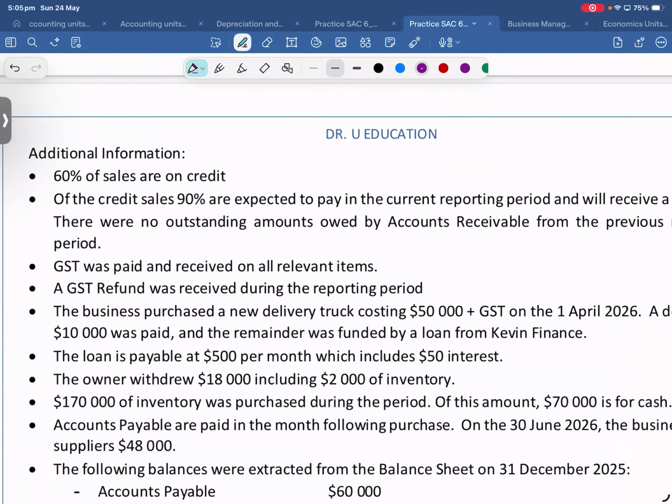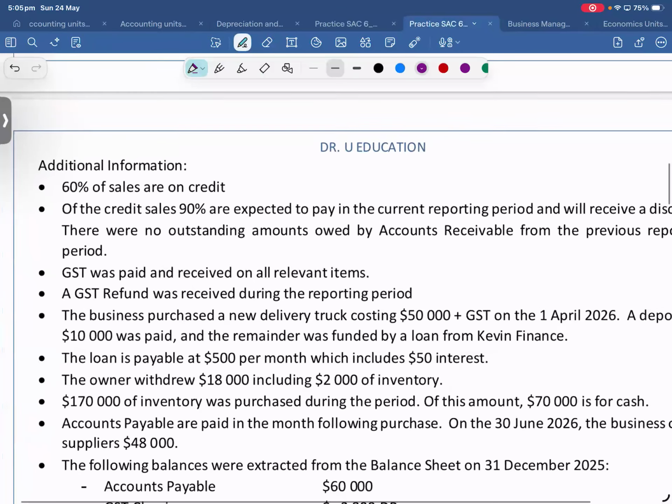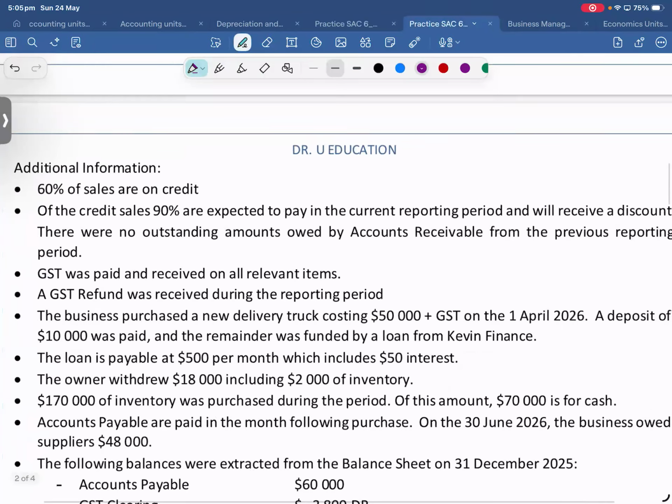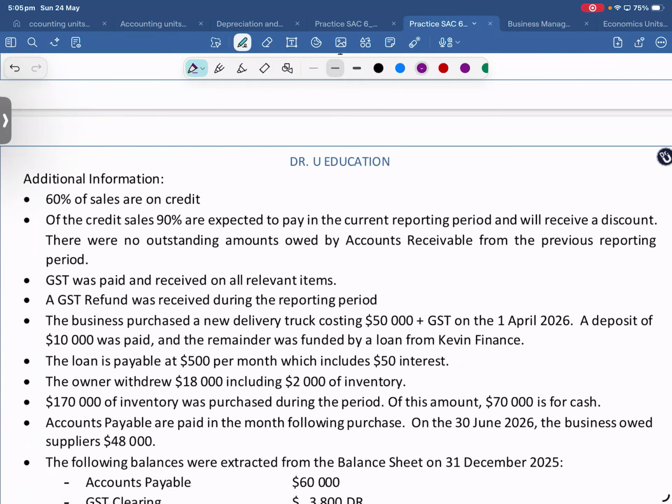Right. Done. So of the credit sales, 90% are expected to pay in the current reporting period and will receive a discount. There were no outstanding amounts owed by accounts receivable from the previous reporting period. Why do they say that about the previous reporting period? Is that useful? The second line, you're not listening? Is it important? Why? Because that means that in this month, we don't have any cash receivable other than.